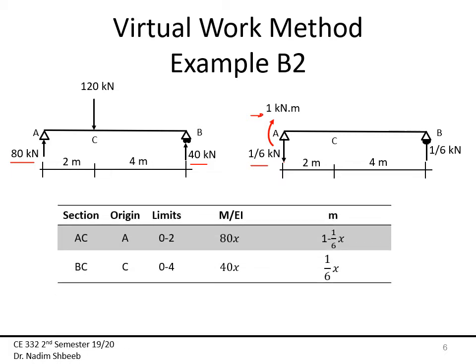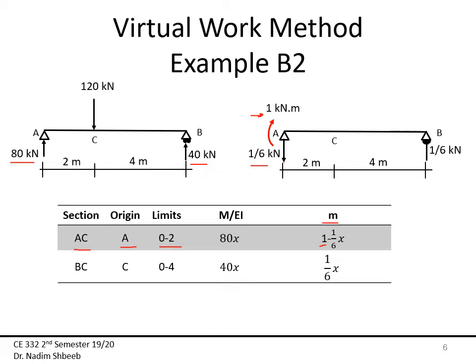Here, I really don't need more than 2 sections. Because of the concentrated force, I'm going to use section AC. I'm going to use the origin at A. The limits are from 0 to 2, and my M over EI is simply 80x. And for the virtual system, small m, it's going to be the moment. Now this is going clockwise, hence the positive 1. This is going counterclockwise, minus 1/6 x.